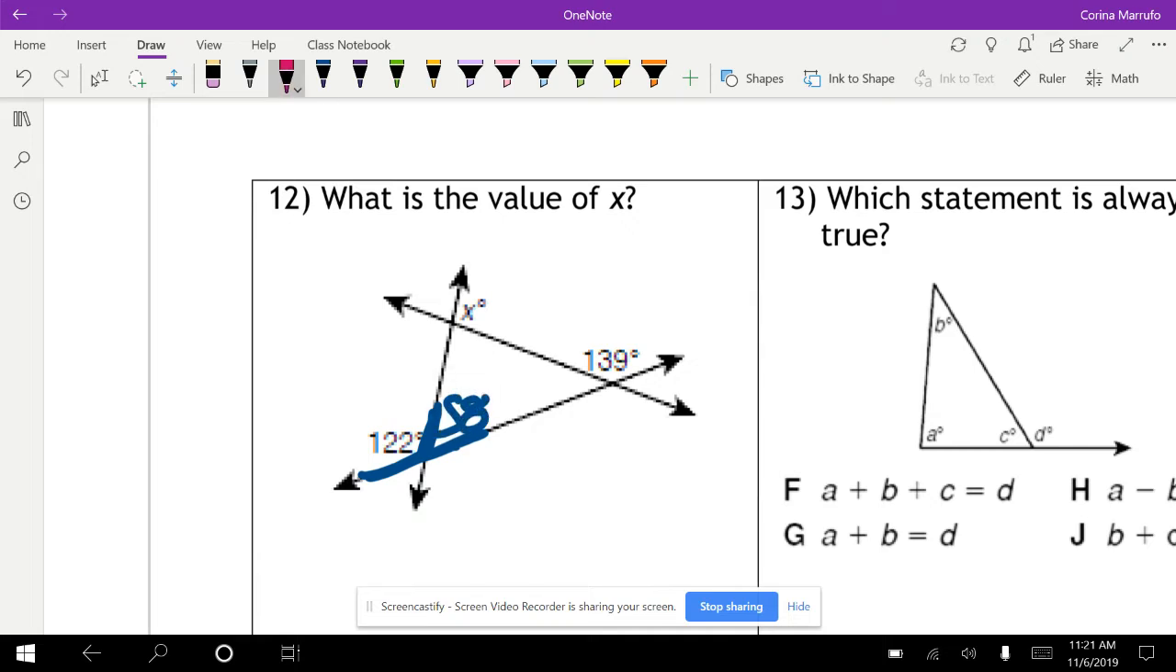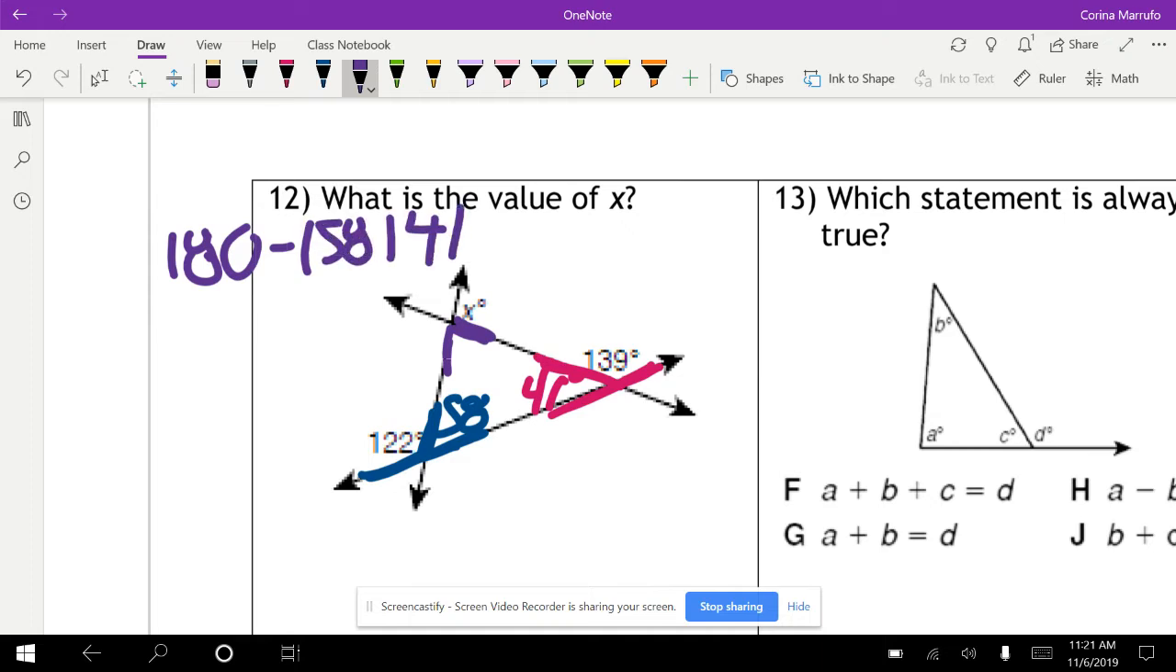And then the next one, here we have 139. So to find the measure of this angle inside the triangle, we're going to do 180 minus 139. And that gives us 41. Okay. So now we know two angles of this triangle. We can find this angle right here. Well, we know two, so we can find the third. So we're going to do 180 minus the 58 plus the 41. And that gives us 81.